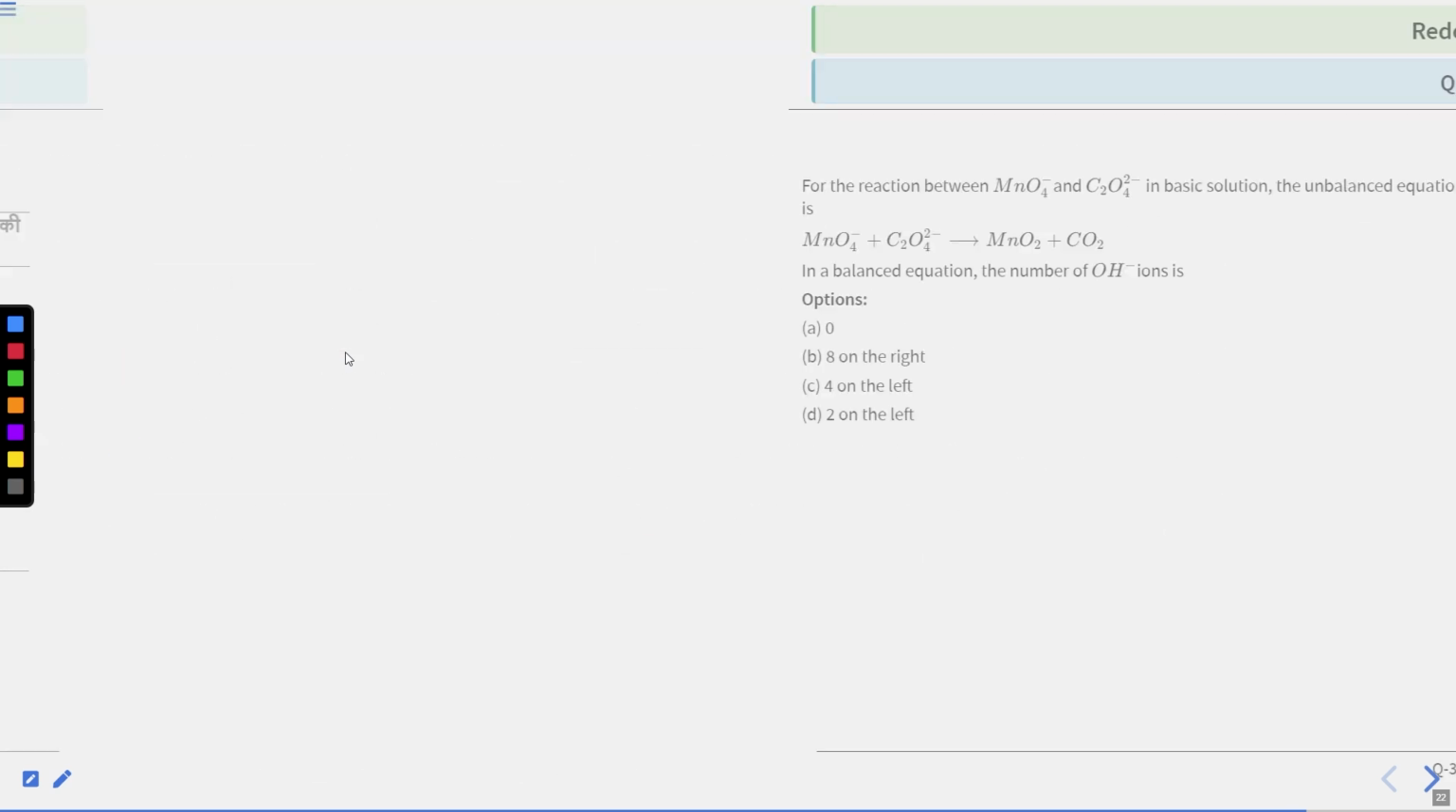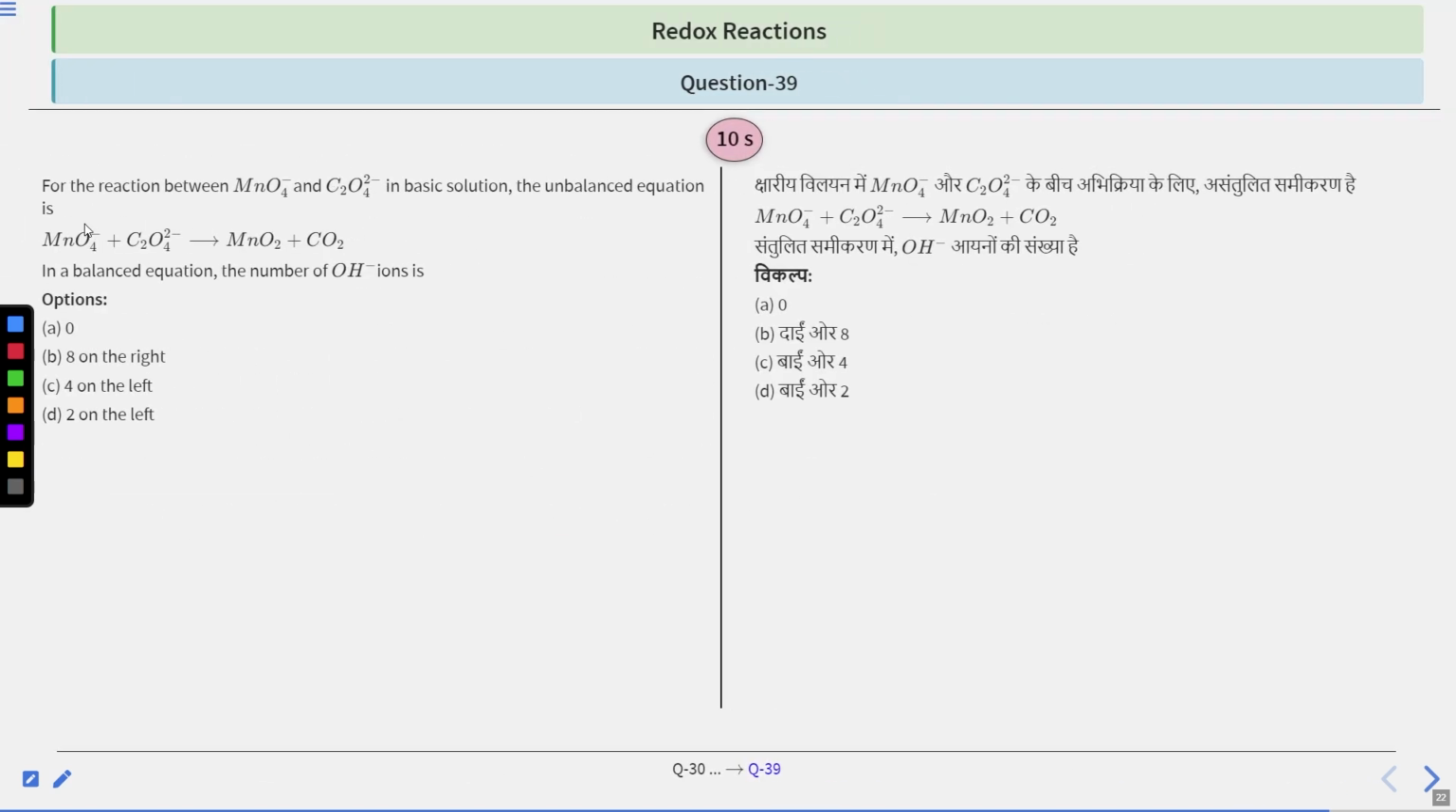Okay, let's move to the next one, that is question number 39. For the reaction between MnO4- and C2O4 2- in a basic solution, the unbalanced equation is MnO4- plus C2O4 2- giving us MnO2 plus CO2. In the balanced equation, we are asked the number of OH- ions present, and we have been given the unbalanced equation here. So we have to first balance it. The options are 0, 8 on the right, 4 on the left, 2 on the left.